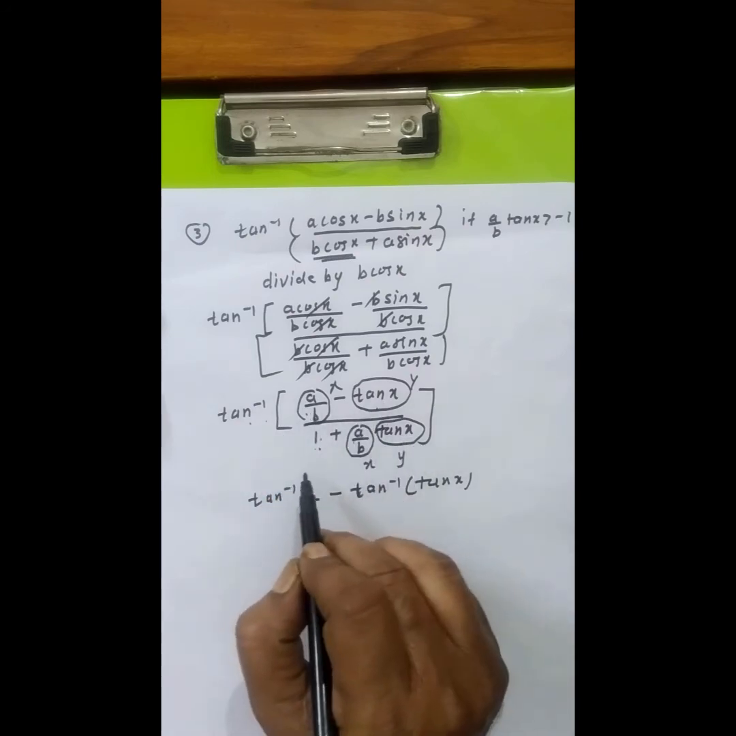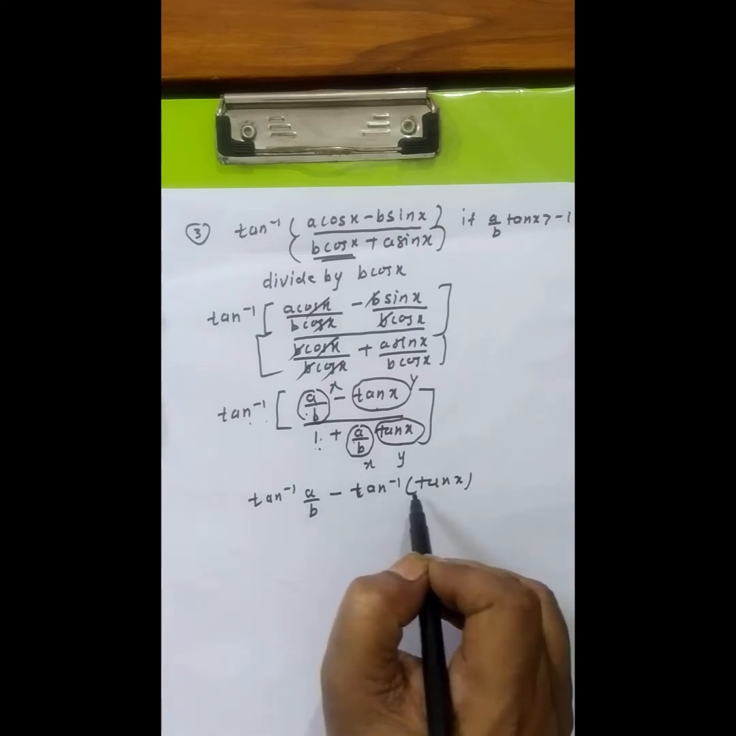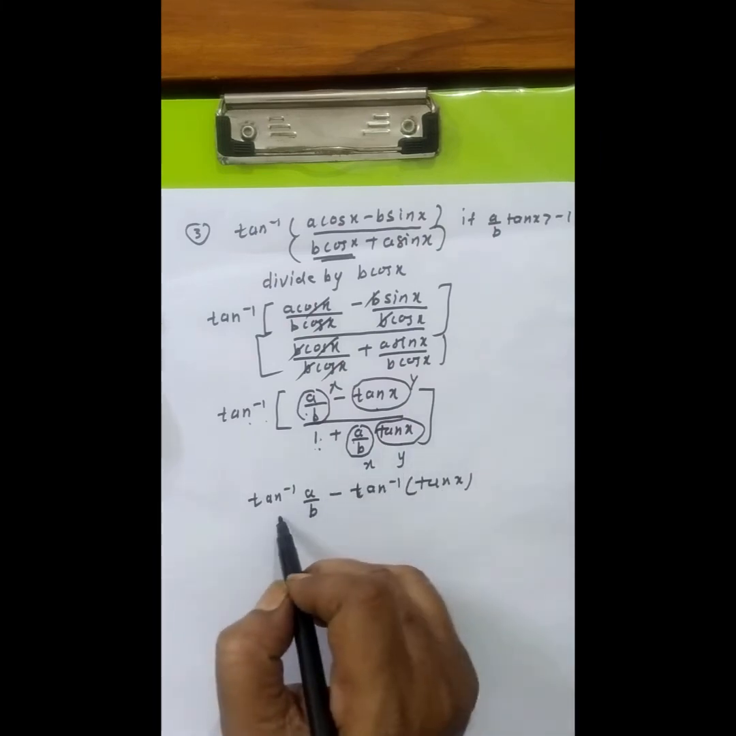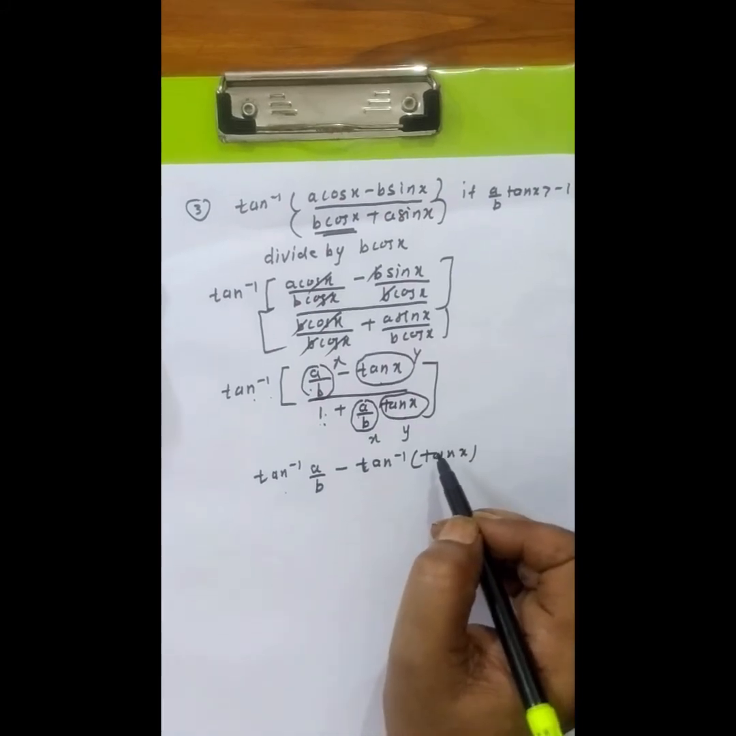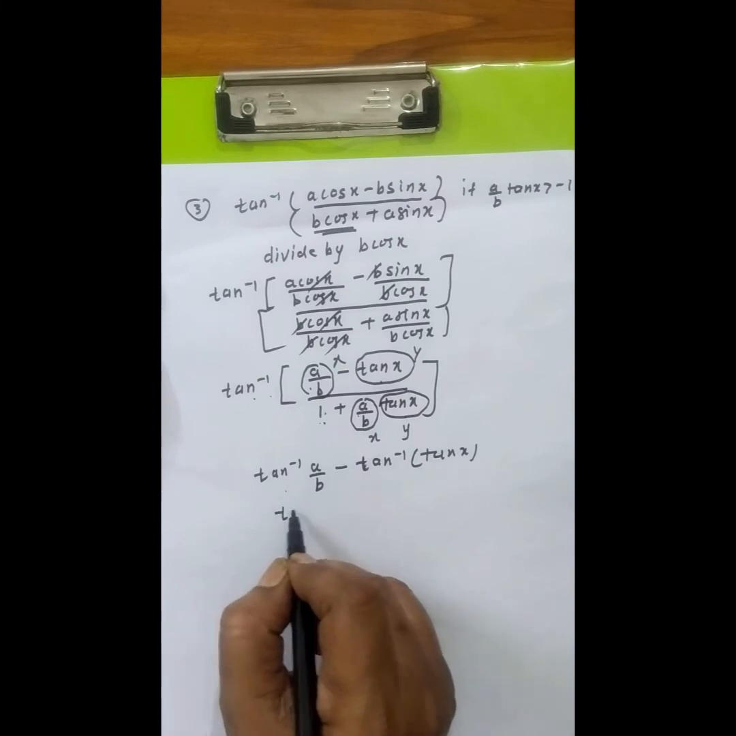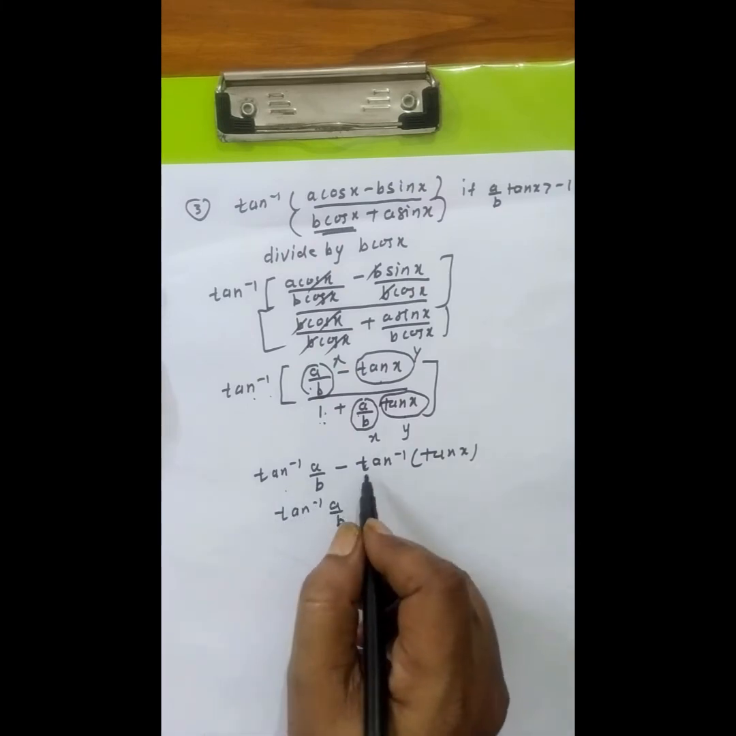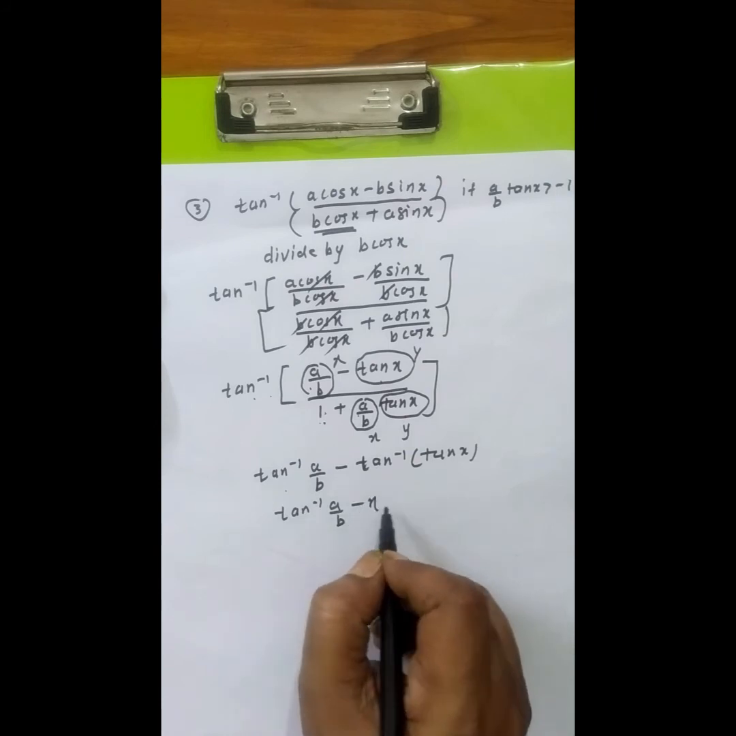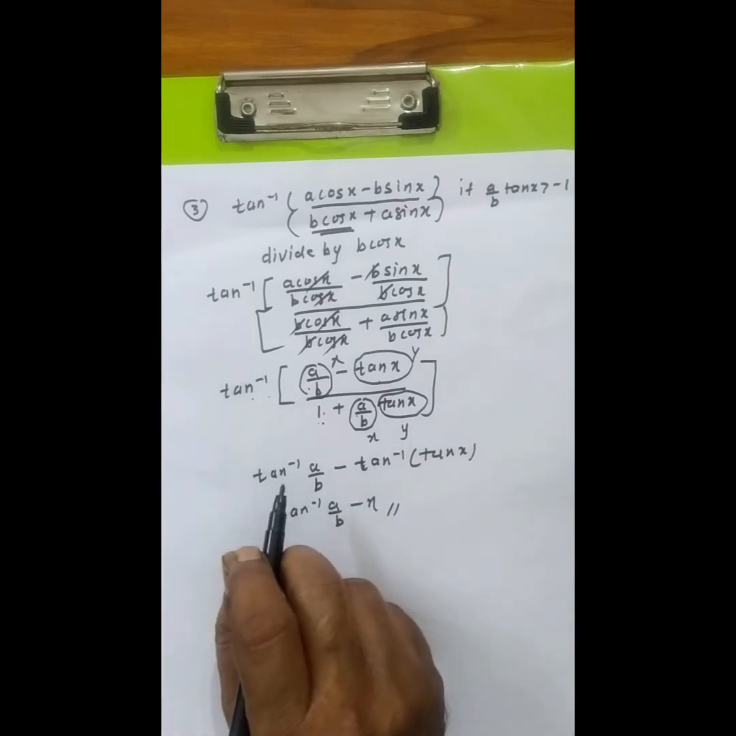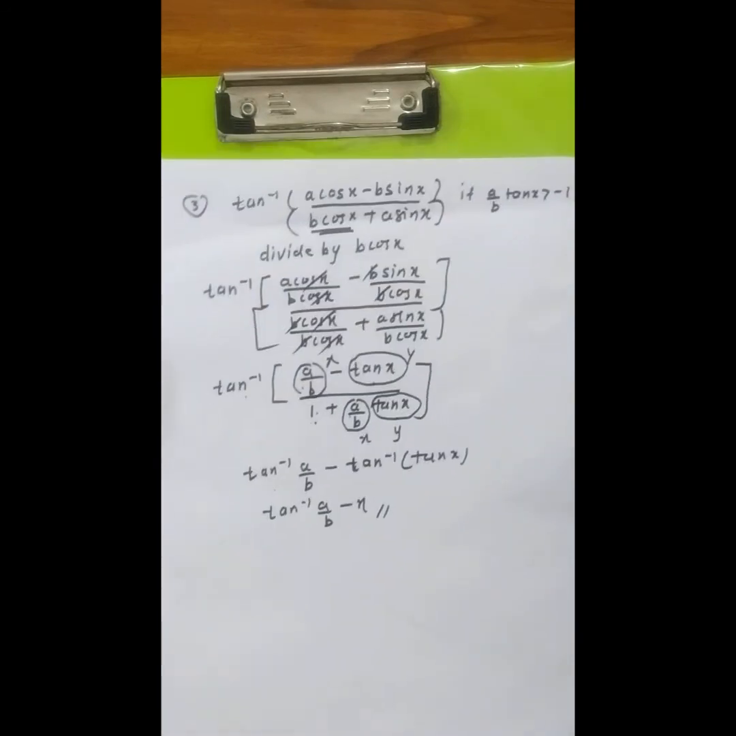So we can rewrite it back as tan inverse of a by b minus tan inverse of tan x, that is tan inverse of x minus tan inverse of y. Again if we expand, you will get this. Now this is the same as tan inverse of a by b, and tan inverse of tan x is x. So this is tan inverse of a by b minus x. So next we'll pass on to one more miscellaneous sum.